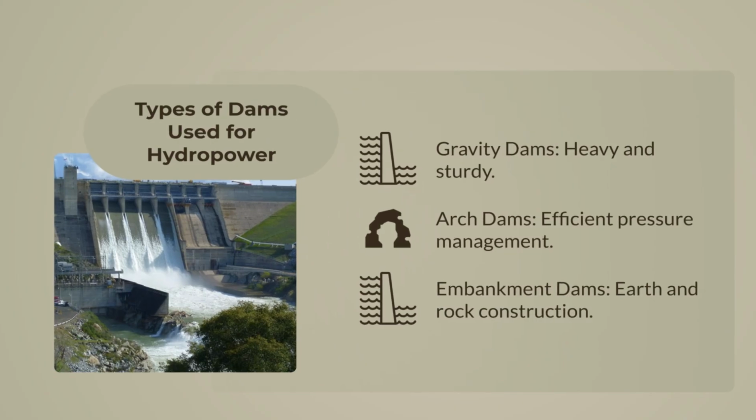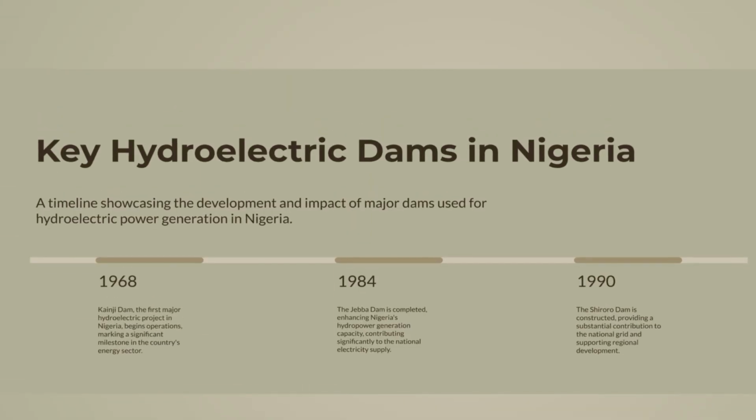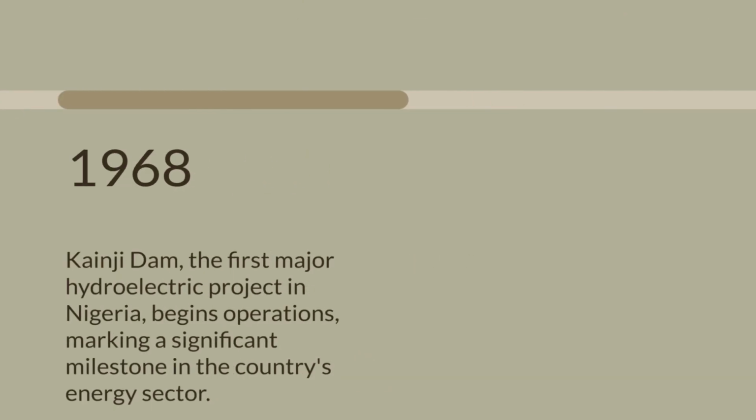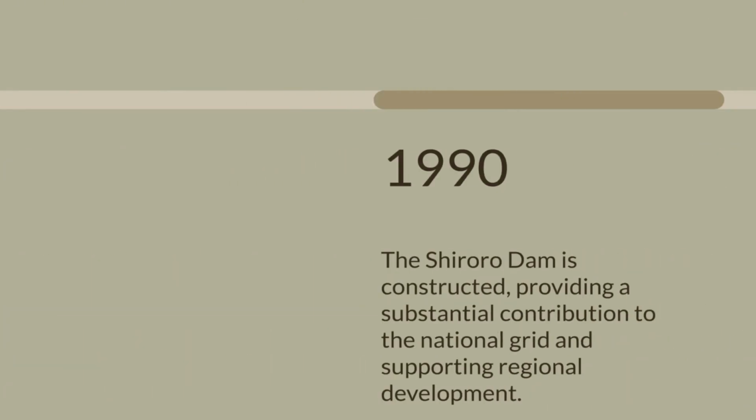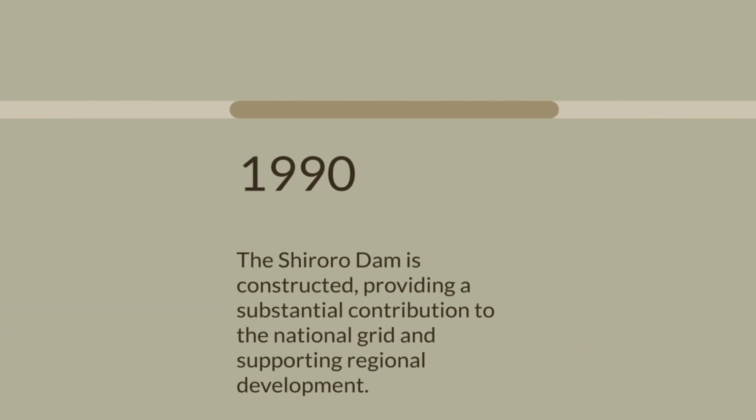Gravity dams, heavy and sturdy, arc dams, efficient pressure management, embankment dams, earth and rock construction. So these are types of dams that you can see. Key hydroelectric power dams in Nigeria, we have the Kainji Dam, the Jebba Dam, and the Shiroro Dam. These are key ones. Kainji is 1968, Jebba is 1984, and Shiroro is 1990.